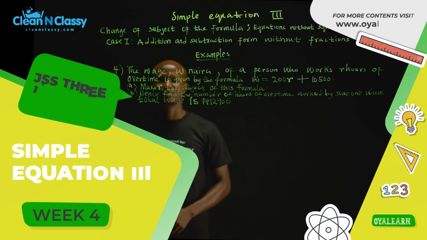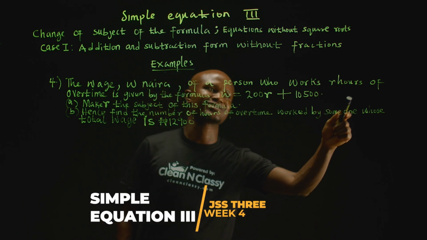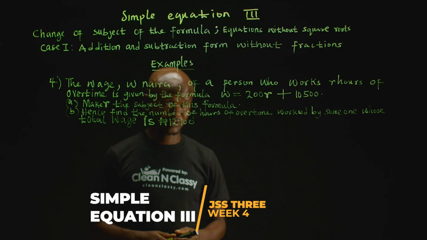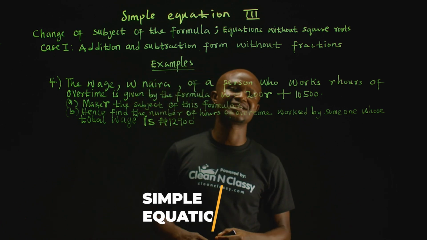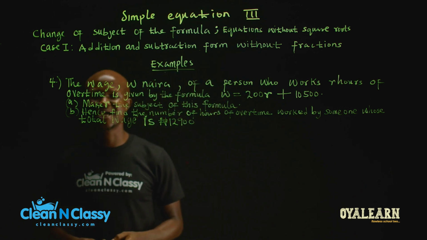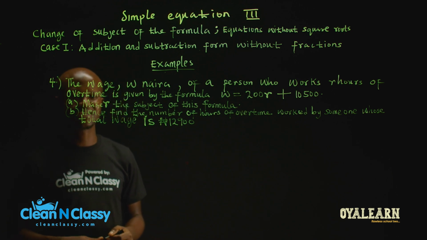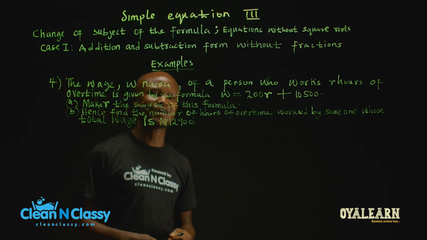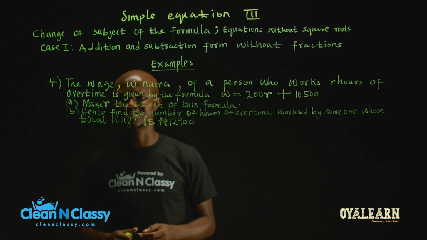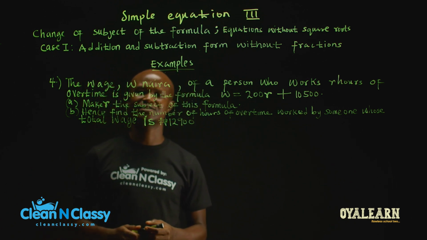The wage, W naira, of a person who works R hours of overtime is given by the formula W equals 200R plus 10,500. A. Make R the subject of this formula. B. Hence, find the number of hours of overtime worked by someone whose total wage is 12,900 naira. Solution.